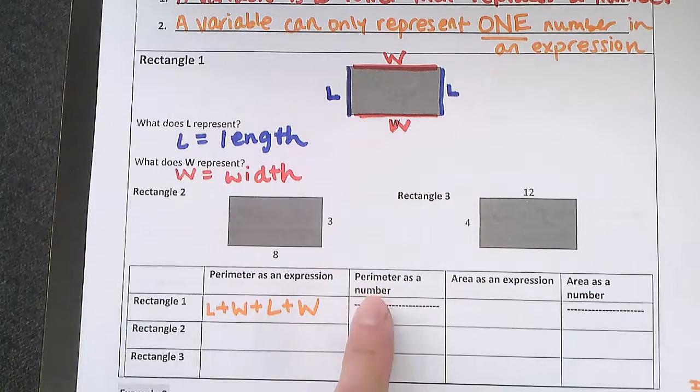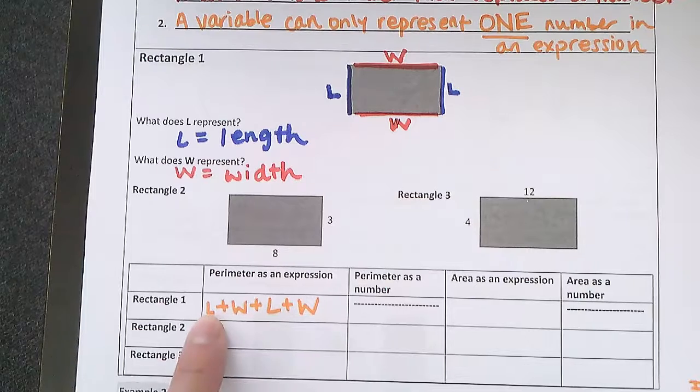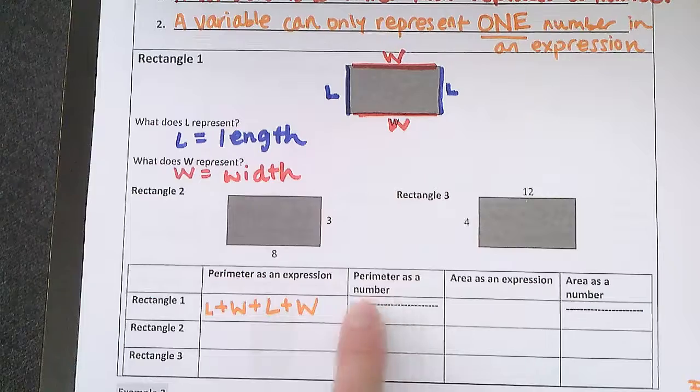Next, it asks us what is perimeter as a number. Well, in this case, we don't know what number L is, or what number W is, so we can't figure out what the perimeter is as a number yet.